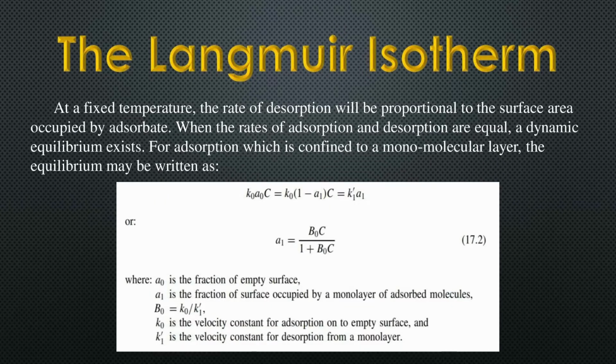In this slide, we are given two formulas to be used for the Langmuir isotherm. Specifically, it is for the adsorption which is confined to a monomolecular layer. In the two formulas, A0 stands for the fraction of the empty surface, A1 stands for the fraction of the surface occupied by a monolayer of adsorbed molecule. B0 is the ratio between two variables which are K0, which stands for the velocity constant for adsorption onto empty surface, and K1 prime, which is the velocity constant for desorption from a monolayer.